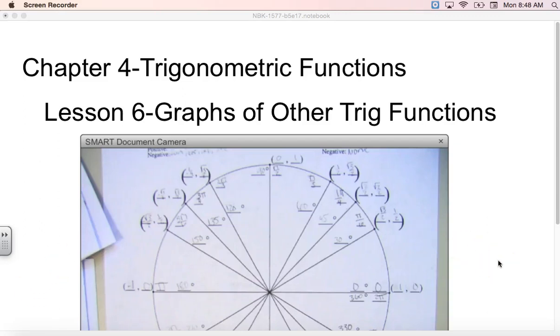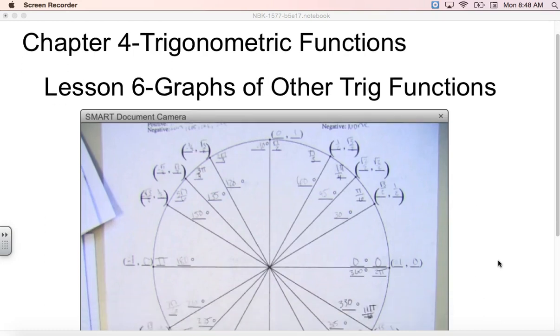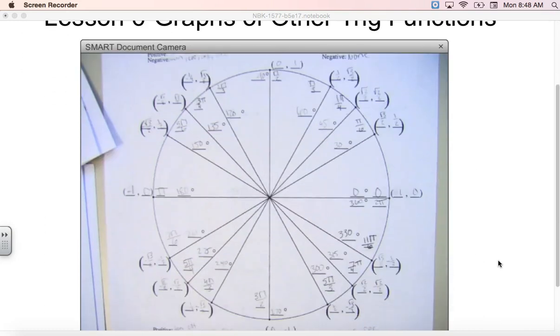All right, so we're going to move on to talk about the graphs of other trig functions besides sine and cosine. So more specifically, tangent, cotangent, secant, cosecant. All right, so first off, let's look a little bit at the unit circle for tangent.